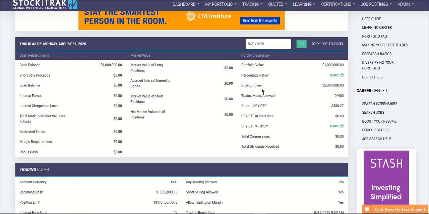Now I have buying power of $2 million, which means I have the ability to borrow an extra $1 million. I have $1 million in equity right now, cash, and I can borrow $1 million. That's what the loan and margin trading is all about. So I have the ability to buy $2 million worth of stock, and we'll learn about that when we cover margin trading in an early chapter. And then I have the ability to make 400 different trades.